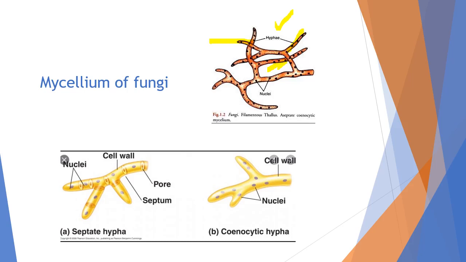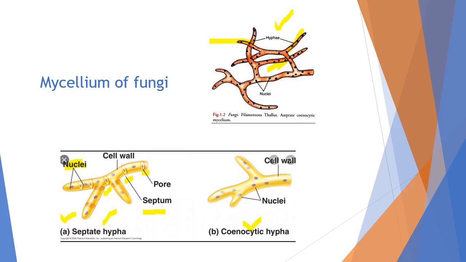Now, when we talk about this mycelium, there are two conditions. One is called the septate hyphae and the other is called the coenocytic hyphae. The diagram is very clear here. In septate hyphae, the word septa means the partition, the dividing wall. Can you see the septum here? Inside this you can see the septum, so this hyphae is septate hyphae. When it is septate, a single nucleus is present in each septum. Clear? So in septate hyphae, we can see a single nucleus in each septum.